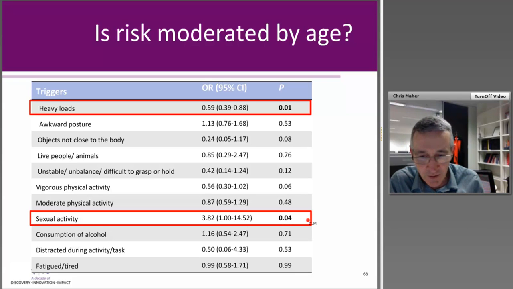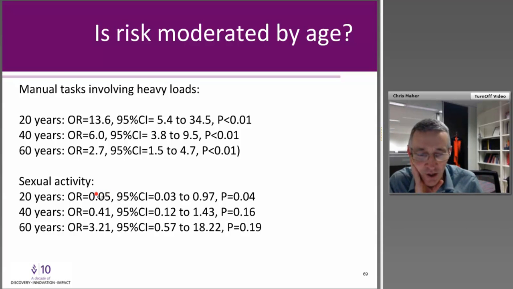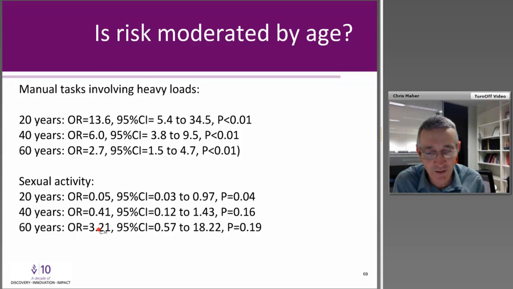Unfortunately, the risk associated with exposure to sexual activity becomes statistically significant for older people, and I'll explain that in the next slide. So in terms of manual tasks, these are the odds ratios if you're younger. The odds ratio is higher if you're in your 20s compared to if you're in your 60s. In terms of sexual activity, the odds ratio here is just statistically significant and it seems to be protective, whereas if you're in your 60s, there's a trend, it's not statistically significant, but it seems like it's actually harmful. So the PhD student was quite happy with that result.